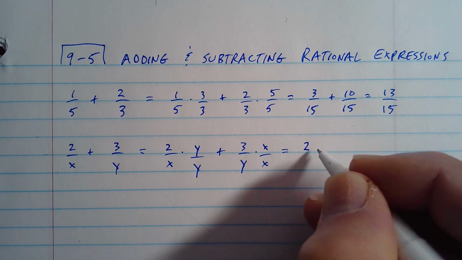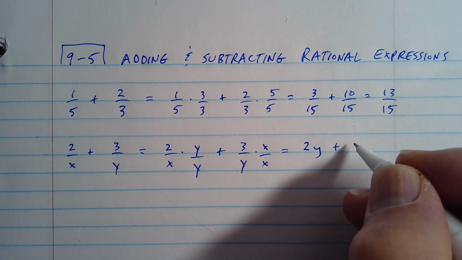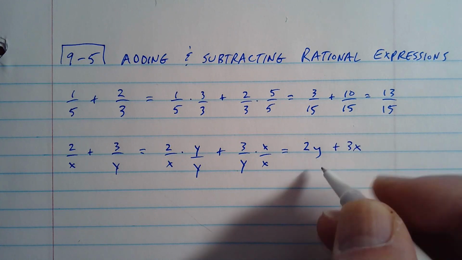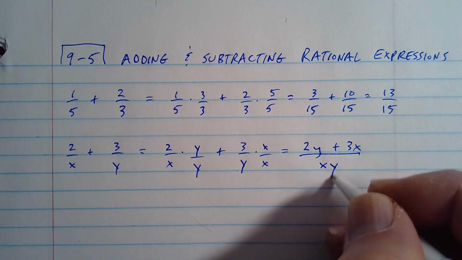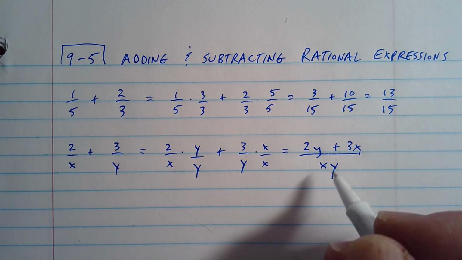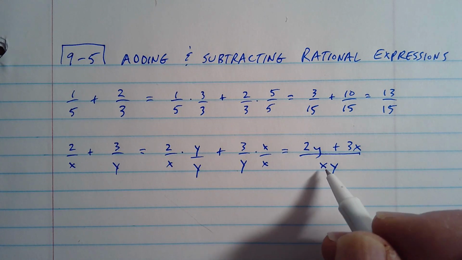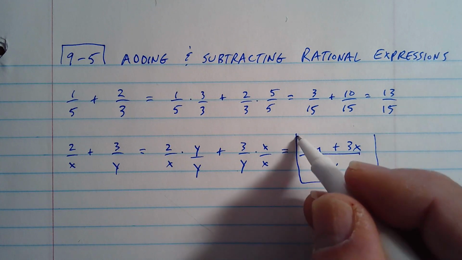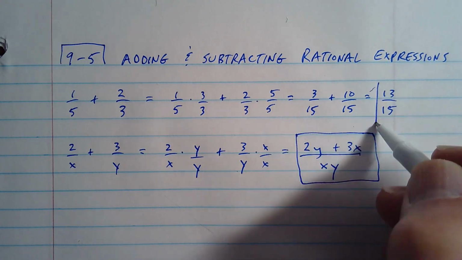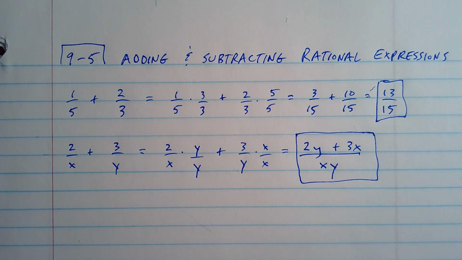And now I get a 2y on the top, a plus 3x for my second part on the top, and then all over that common denominator. And we usually go alpha order when the degrees are tied there, so xy is a little bit better than yx. Obviously wouldn't be wrong the other way around. And there you have it, final answer for that one. So those are a couple of warm-up problems for us. They get a little more involved.